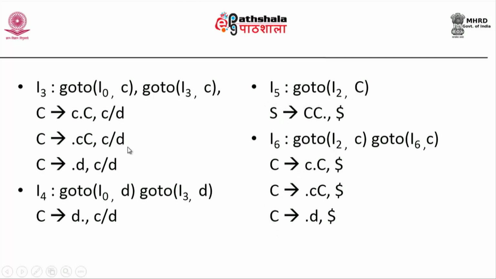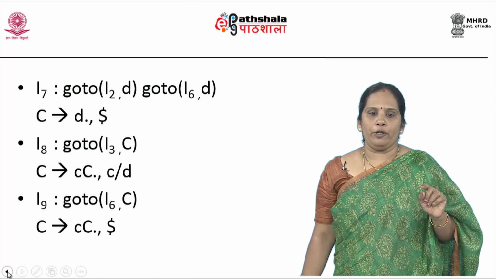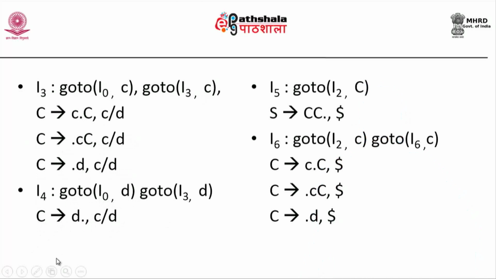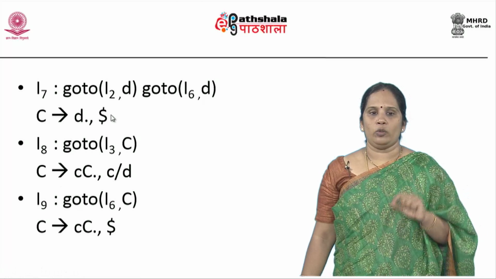I6 is this one. Now, if you look at I3 and I6, they have the same items, the only difference being in the look ahead marker. Here I have c/d, here I have dollar, but other than that both cater to the same set of components. The items are the same, the difference is only in the look ahead. Similarly, if you look at I4 and I7, both are C produces d dot, but here I have a look ahead of c/d, and here I have a look ahead of dollar.